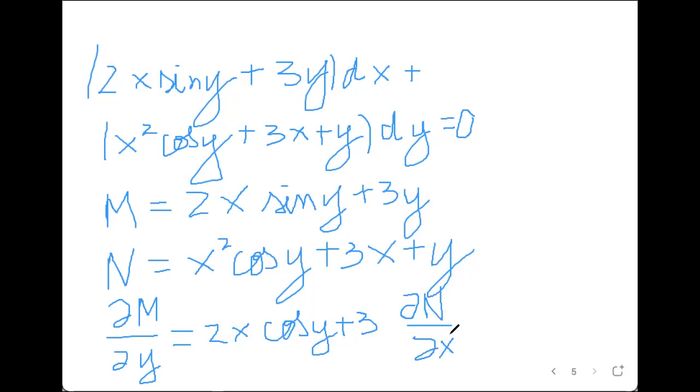So in both of these cases, well, I knew that example would turn out to be exact, but it's good to actually compute them and check. So yes, the derivative of x squared cosine y is 2x cosine y, because we treat cosine y as a constant. The derivative of 3x is 3, and the derivative of y is 0 because we are taking partial derivatives with respect to x, and partial y over partial x is 0.